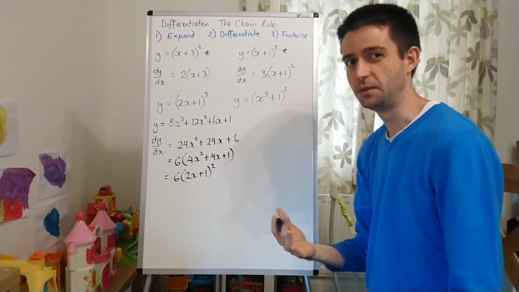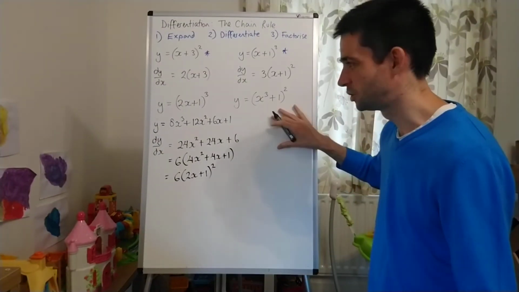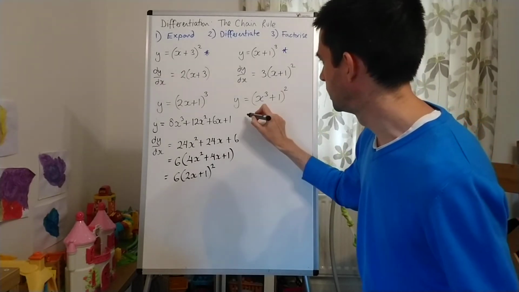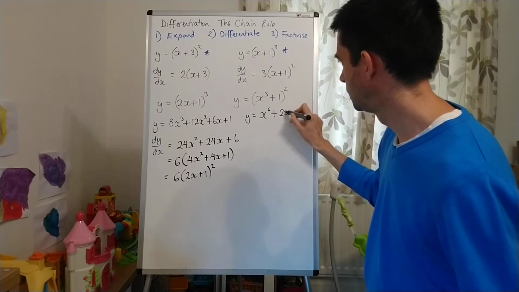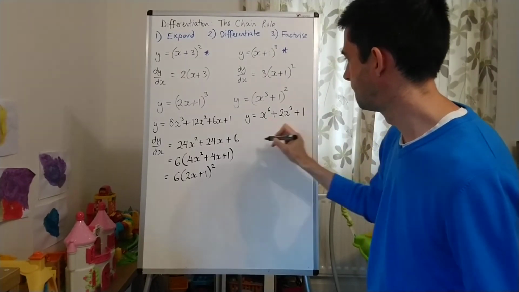Infuriatingly close to the pattern that you've seen, perhaps a little bit different. Let's just have a look at this one. Expand it all out, we get y equals x to the power 6 plus 2x cubed plus 1.